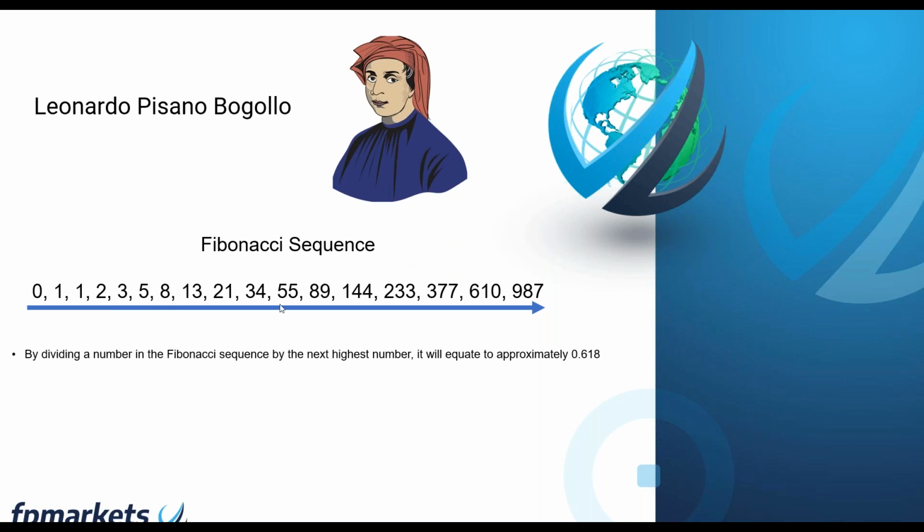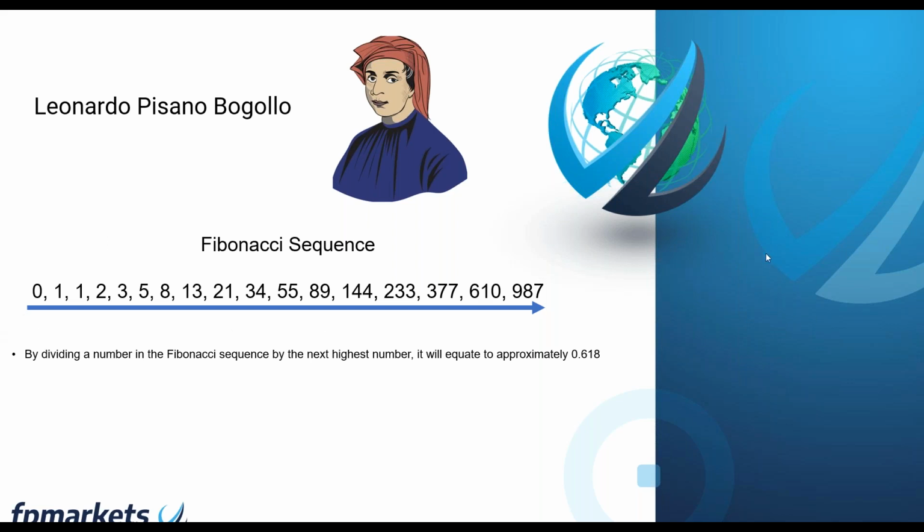So what about dividing 55 by 89? We then get 0.617. And also, if we divide 377 by 610, here we get 0.618. You see, the larger the value in the sequence, the closer the value is to 0.618. And as most fib traders will know, 61.8% forms the basis for the 61.8% Fibonacci retracement level.